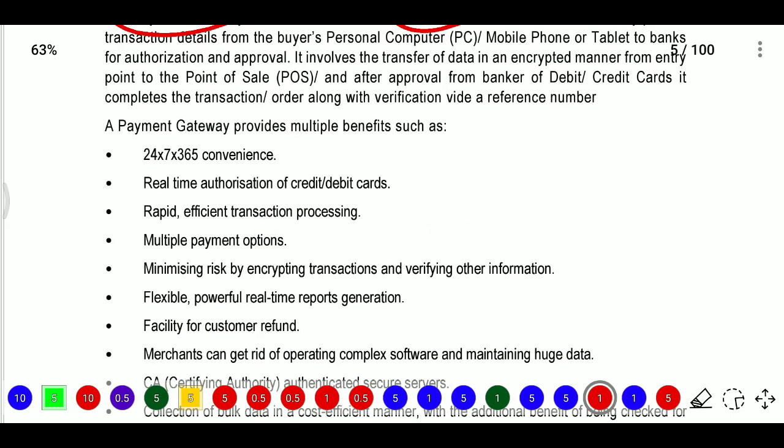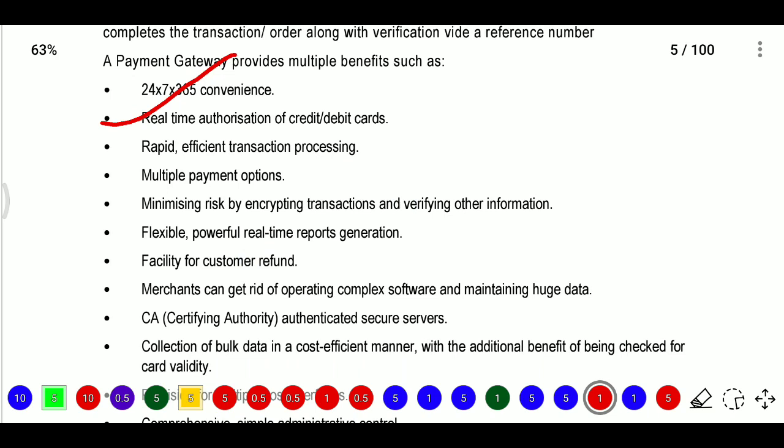One is that it is available 24/7/365, so you can use it any time. It has real-time authorization, so it updates fast, with rapid and efficient transaction processing. Multiple payment options are available, and it minimizes risk by encrypting transactions and verifying other information. It also offers flexible, powerful real-time report generation, and a facility for customer refunds.